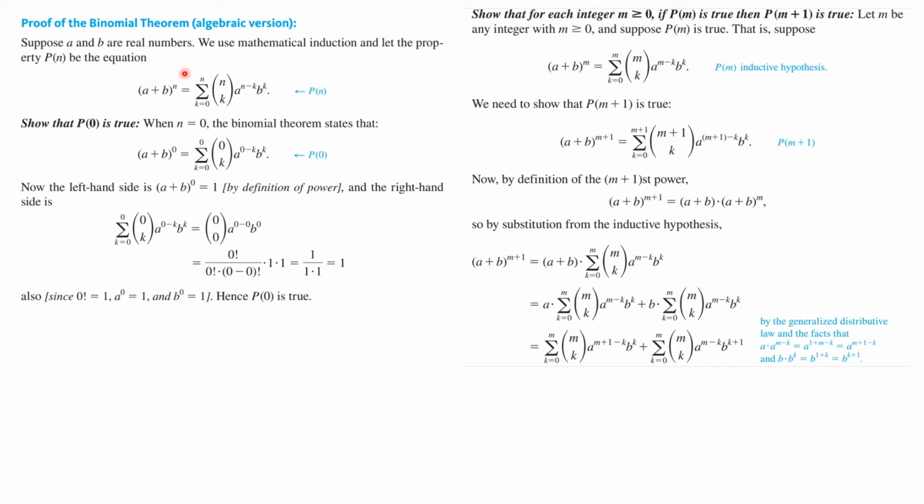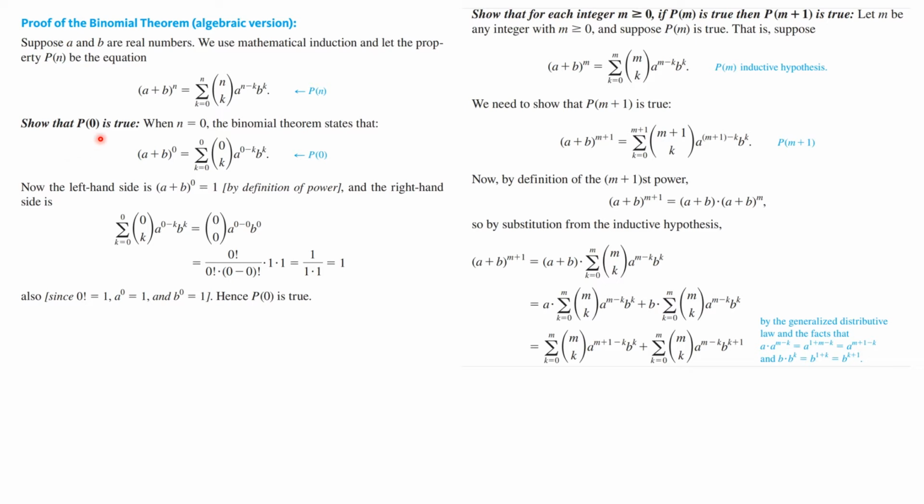Actually this is the induction proof, but it does involve algebra. We want to show that a plus b to the n is equal to this sum, and this is going to be the expression that we have for P(n). We have to start where we want to start, and we want this to be true for all integers bigger than or equal to 0, since 0 is not a positive integer.